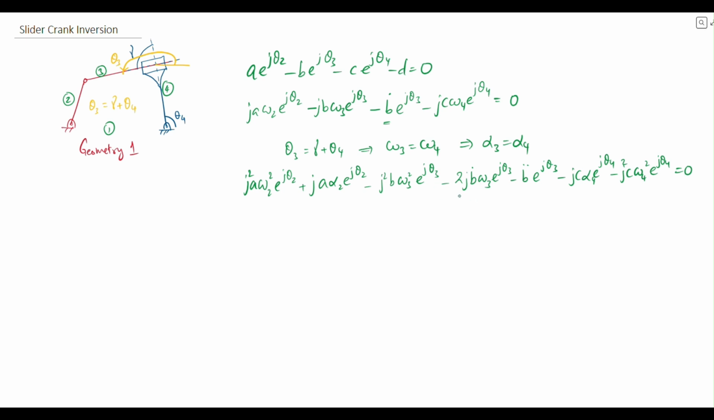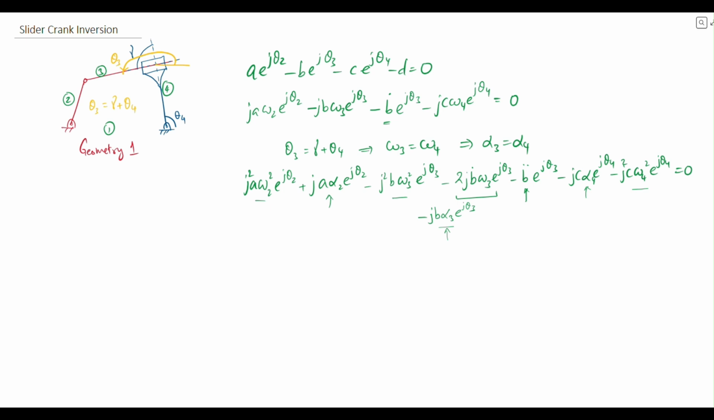So this component here is the Coriolis component, which will exist in this case. This is the slip acceleration. This is the centripetal acceleration, another centripetal acceleration, another centripetal acceleration. This is the tangential acceleration, and this is the tangential acceleration. I believe I missed a term. There should be a j b alpha 3 e j theta 3. That would be the tangential acceleration of point B in link 3.